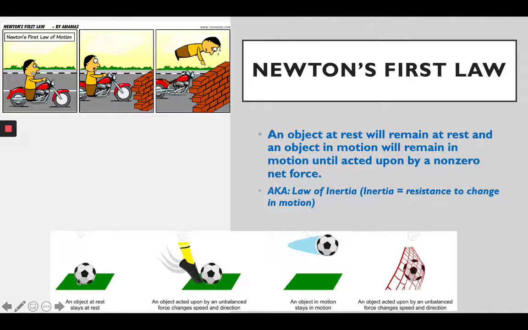If you look at the scenario down here with the soccer ball, then the soccer ball is clearly at rest, and it's going to stay at rest until something comes along to kick it, and then that soccer ball will stay in motion until something comes along to stop it, like the net or the friction between the ball and the grass.